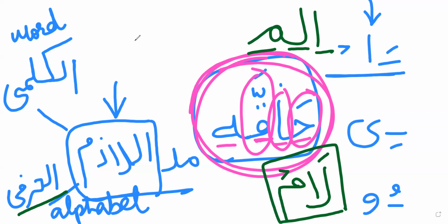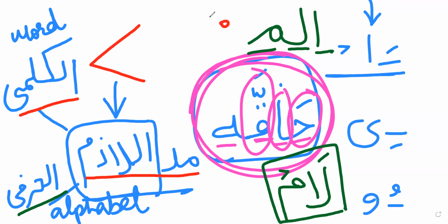Then there is one further category. So al-mad al-lazim al-kalimi can further be divided into 2 parts. Mukhaffaf.